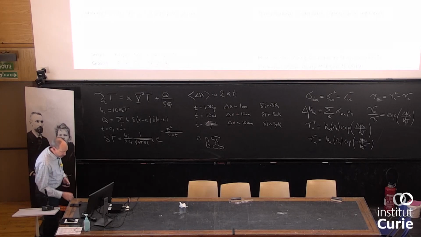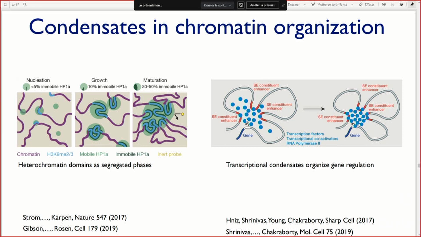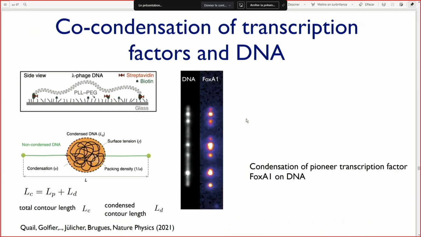And with Jan Brugges and also with Stefan Grill in Dresden, we have been looking at much simpler systems to build up, sort of bottom up, these questions and ask, can transcription factors condense with or condense on DNA? And here, this is the experiment done in Jan Brugges' lab, by attaching DNA at 2 points on a glass substrate. And then he adds transcription factors.